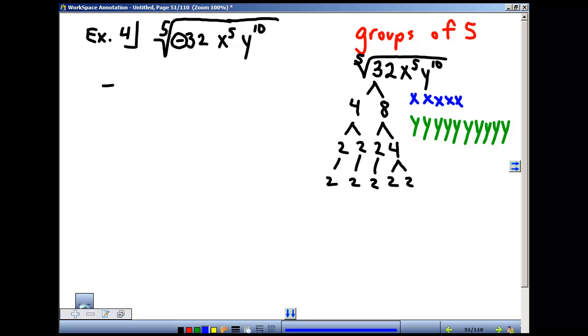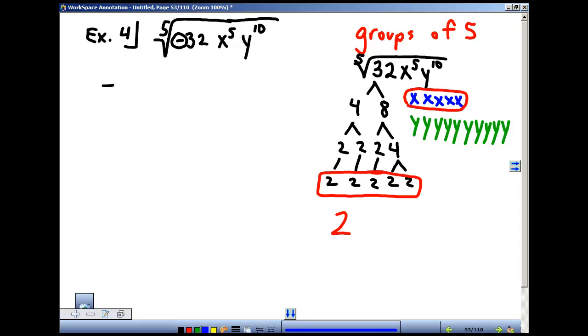We are looking for the 5th root because the index is a 5. So I will pull out 5 2's. There are none left over, so I have nothing left under the radical symbol. Now we look at the variables. There are 5 x's, so I have none left over. There's nothing left under the radical symbol.